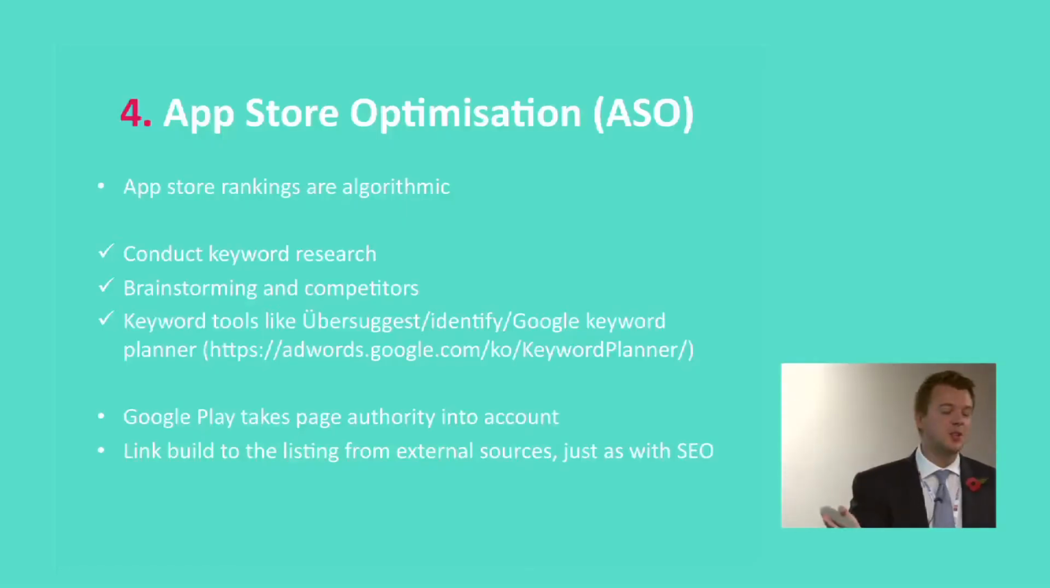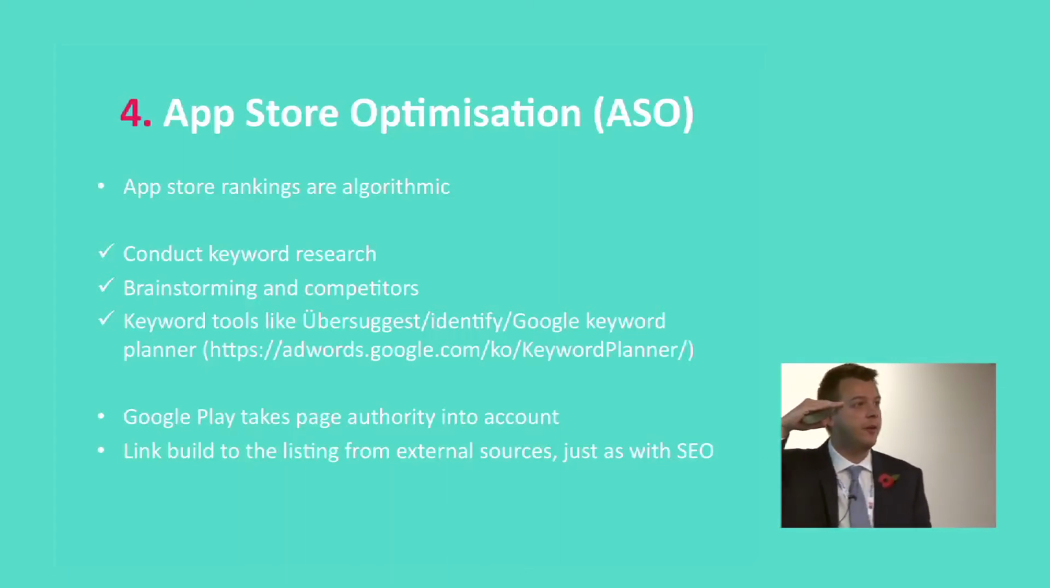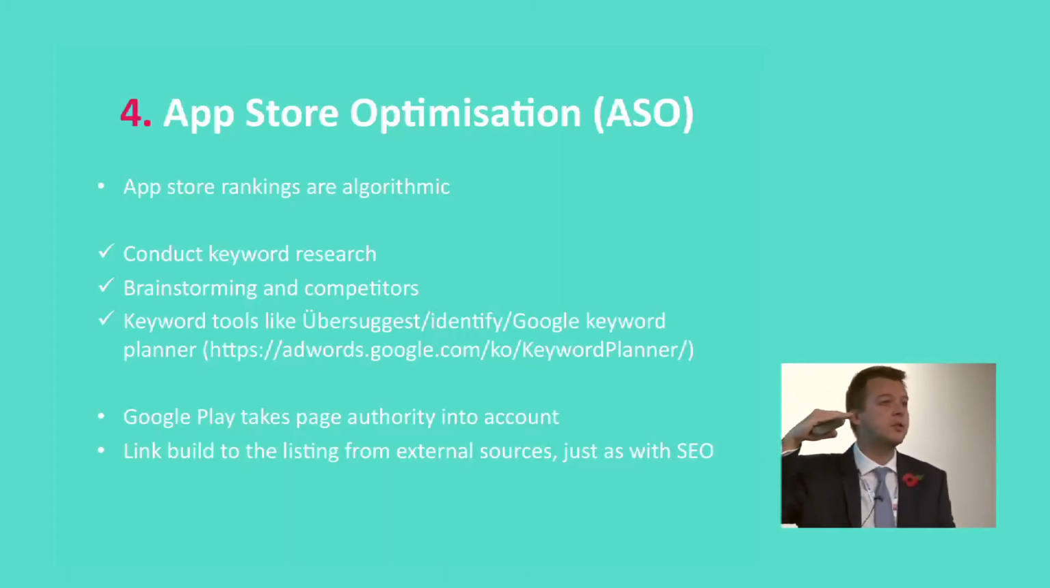And there's an acronym, and there's far too many acronyms in the industry for my liking, but App Store optimization. And you can do this. It takes you 10 minutes to do, honestly. It's so quick. Because when you look at App Store rankings itself, they're algorithmic. It's just like Google search engine.